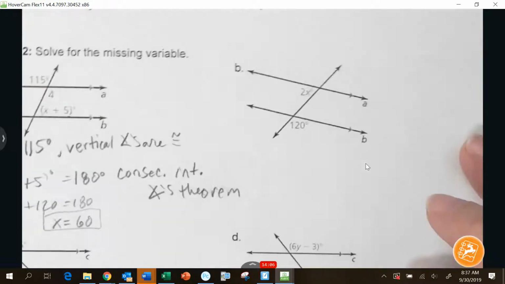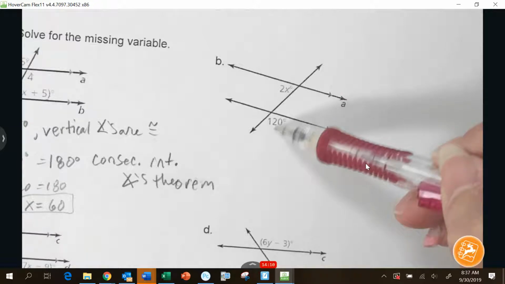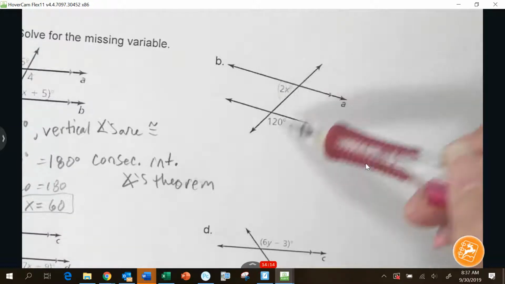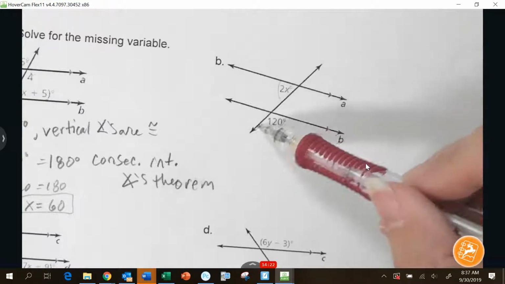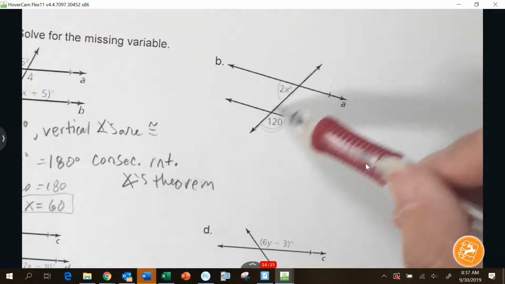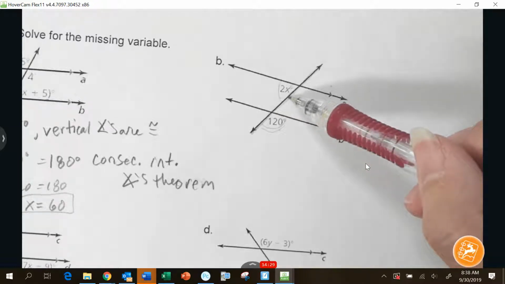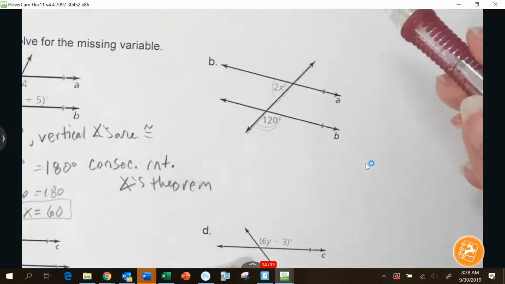Okay, how about example B? What kind of angles are these? Are these a thing? This angle and this angle, are they a thing? They're on either side of the transversal, so that would be like alternate, but one is exterior and one is interior. That's not a thing. So what should we do?